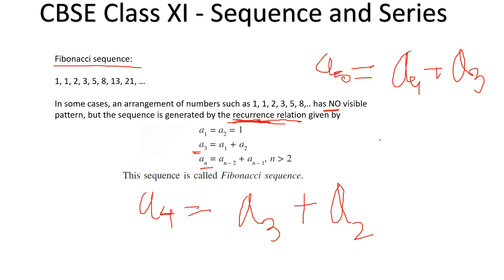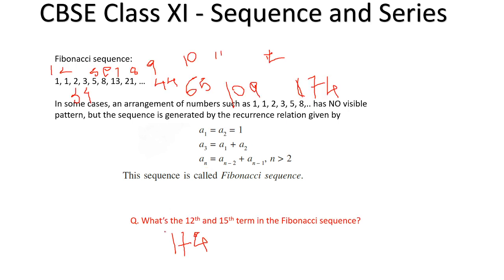Similarly, a6 is going to be a5 plus a4. Next, here we try to find the 12th term and the 15th term in the Fibonacci sequence. We have first, second, third, fourth, fifth, sixth, seventh, eighth, and ninth is 44. 10th, the sum of 10 and 65. 11th is 109. 12th is 174.